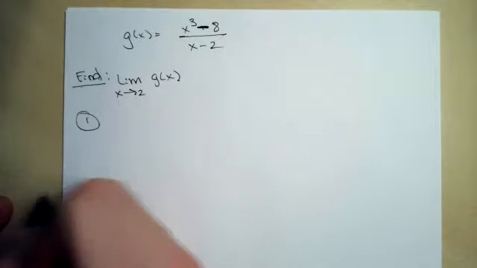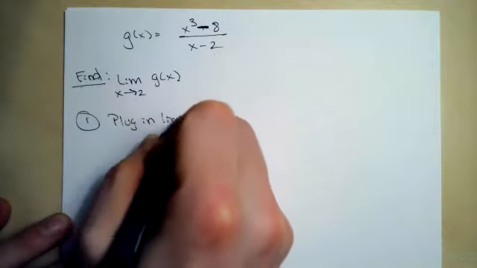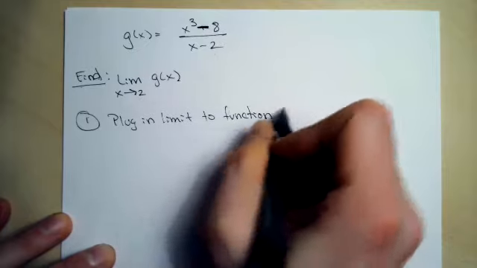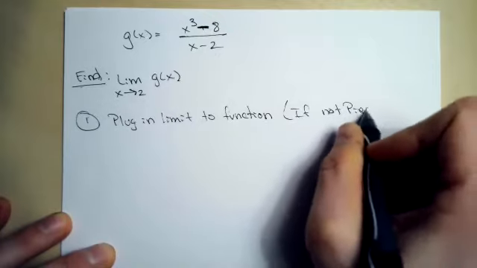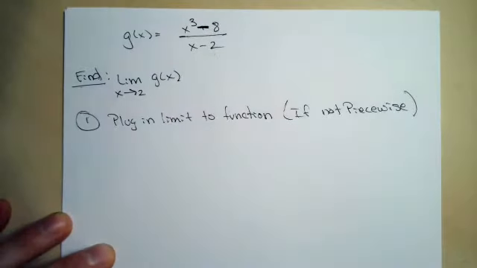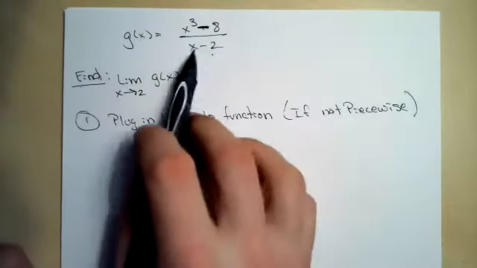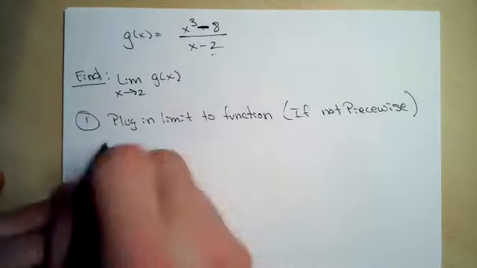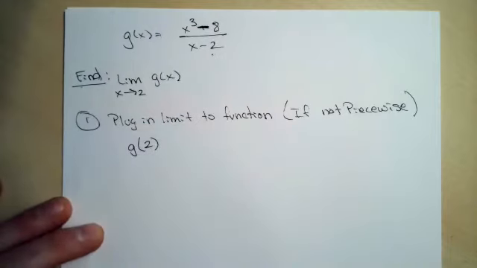So there's only going to be two steps. The first step with any limit problem is to plug in the limit, if it's not a piecewise function. This is just a rational function defined everywhere except where possibly x equals 2. And the first thing we're going to do is try to see what happens when I just plug in that value. What is g of 2?